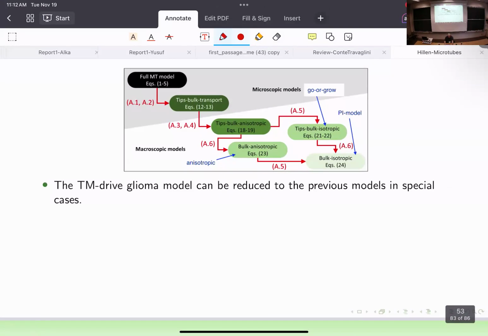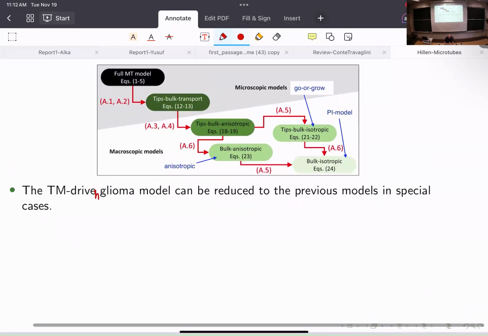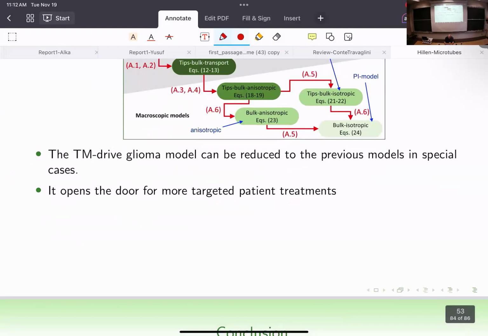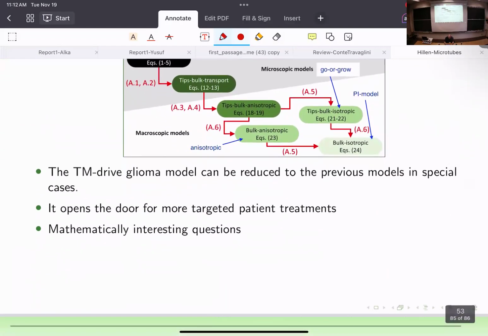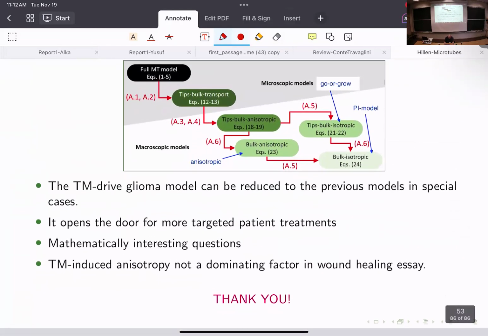The tumor microtube driven glioma model, here an N is missing, can be reduced to the previous models in special cases, which is nice. It opens a door for more targeted patient treatments. There are mathematically interesting questions, right? I've shown you this derivation of a transport equation, parabolic limit. Really cool stuff, I find. And the tumor microtube-induced anisotropy is not a dominating factor in the wound healing assay.